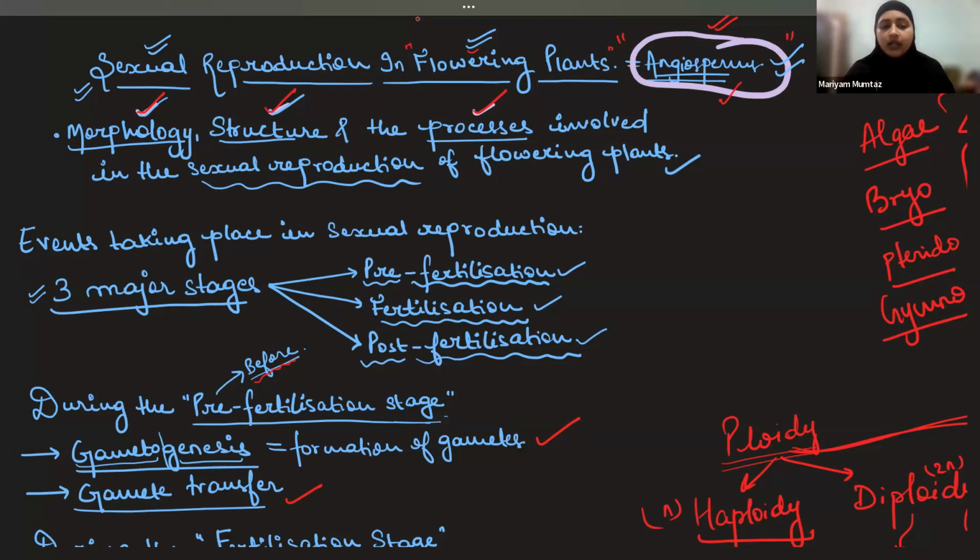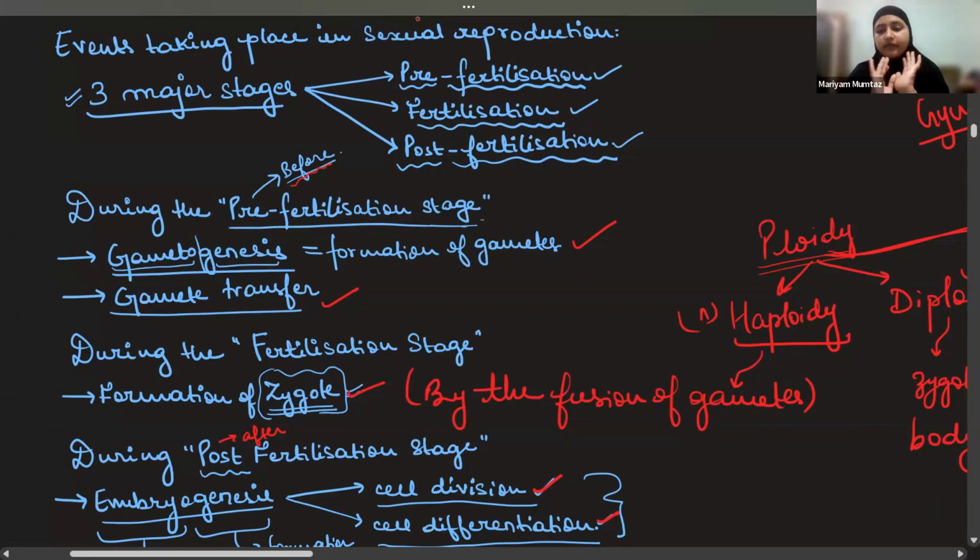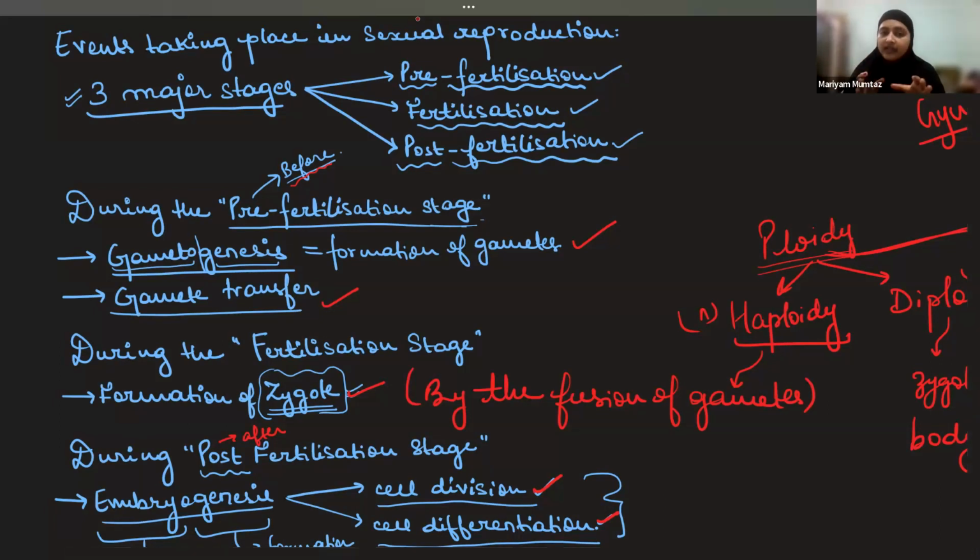Talking about the first phase, the pre-fertilization phase. Pre means before. Everything that happens before fertilization, and two things happen in that. The first is gametogenesis, the second is gamete transfer. Gameto refers to gametes, which can be male or female. Genesis means formation. In order for the gametes to fuse, gametes first have to be formed. The first step is gametogenesis.